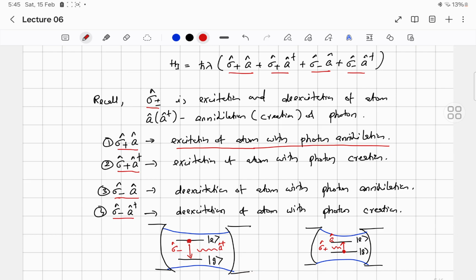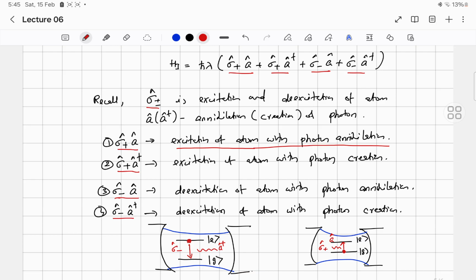What about the other two terms? Sigma plus A dagger means that on exciting, a photon is going to be created. That is not the energy conserving term. Whenever the atom is going to excite, it absorbs a photon; it may not emit a photon. That is the usual case. But there can be that kind of process as well, that is, while the atom excites, there can be emission of a photon.